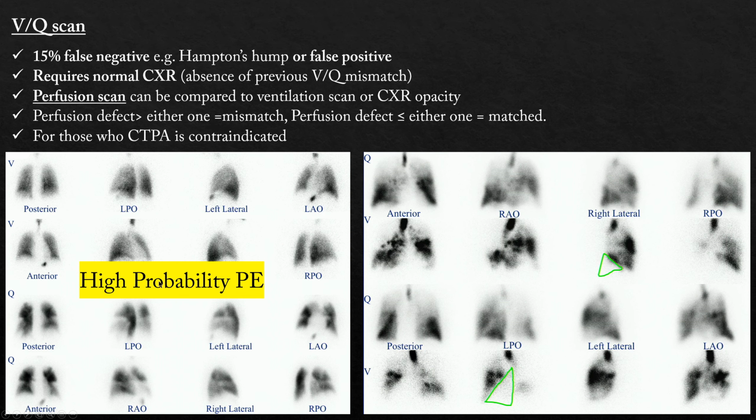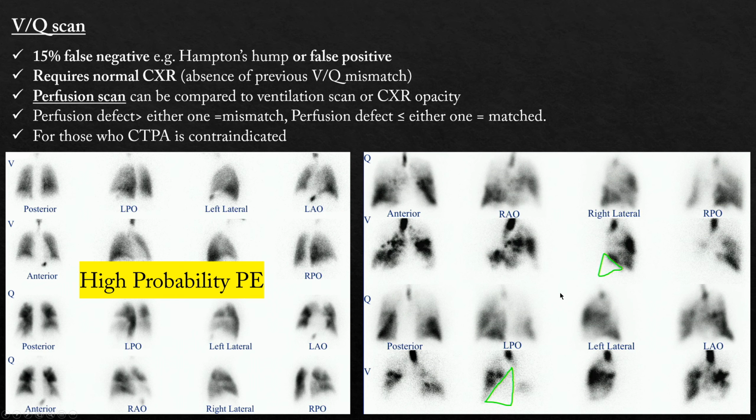Here, the more the perfusion defect with normal ventilation, this is what we talked about, and we said this is dead space. It doesn't have to be a perfect dead space. It's usually a mismatch. But in this case, you can say this is a high probability PE.